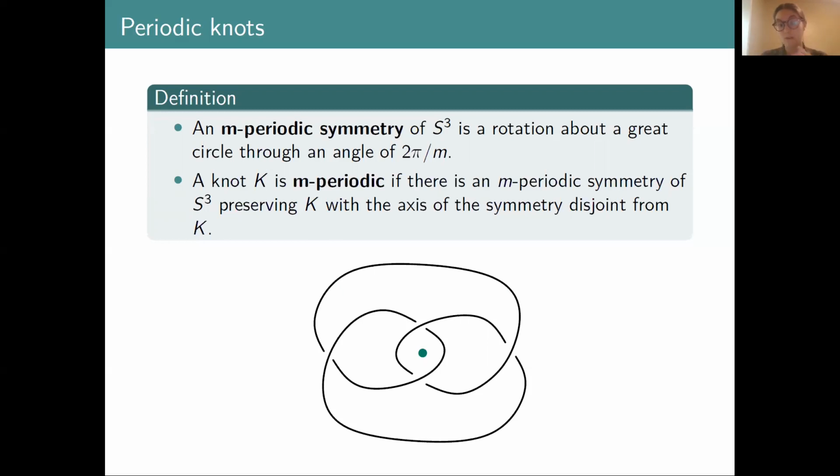So we want that the axis of the symmetry is disjoint from the knot, and also that the symmetry takes the knot to itself. So in this picture, we have a knot, and this green dot is supposed to be the axis of the symmetry in the plane. So if I take this diagram and just rotate it 180 degrees, it's taken to itself. And the axis in all of S3 is just some circle, and it's not going to intersect the knot. So this is a 2-periodic knot.